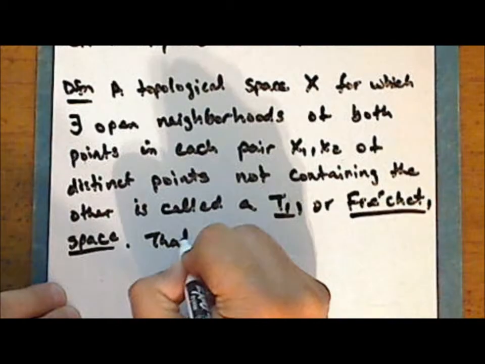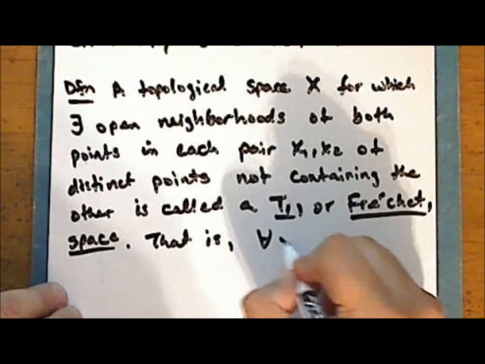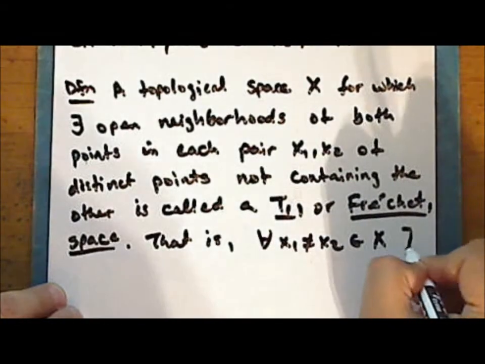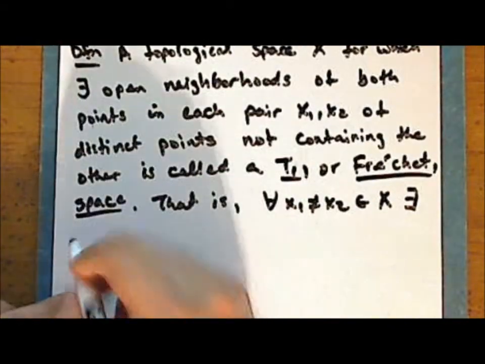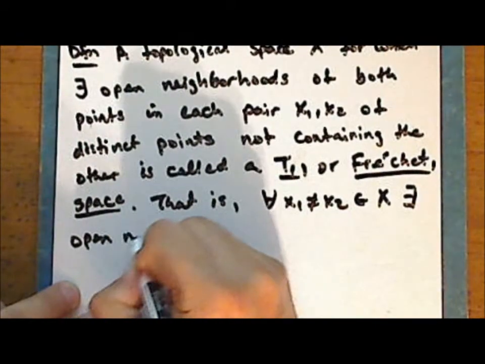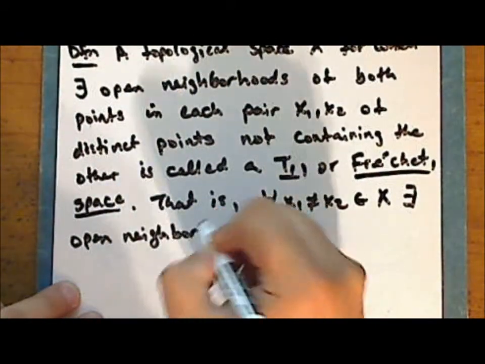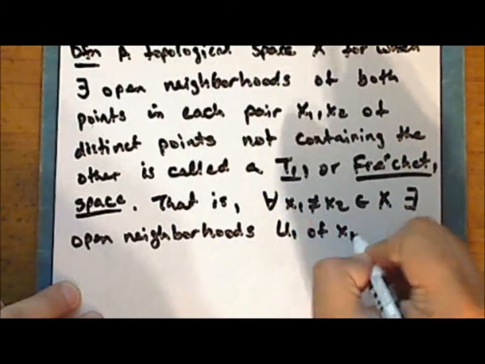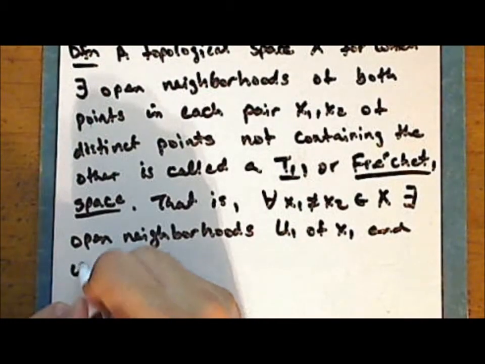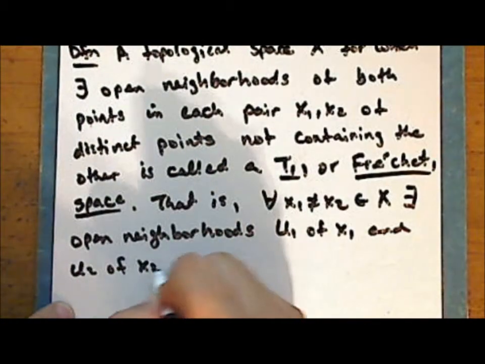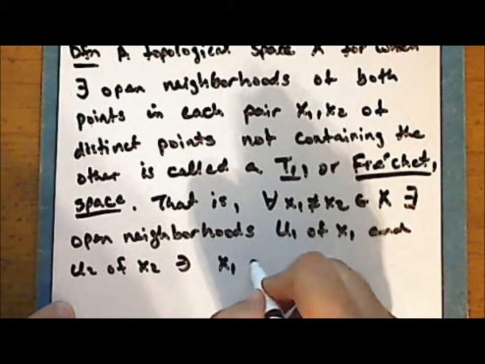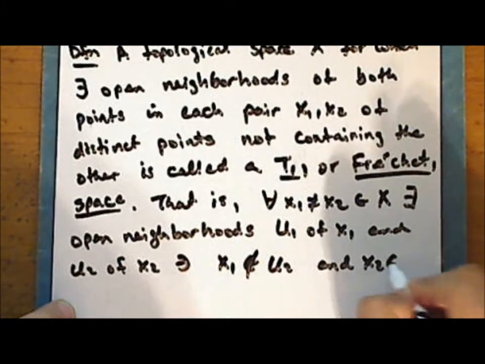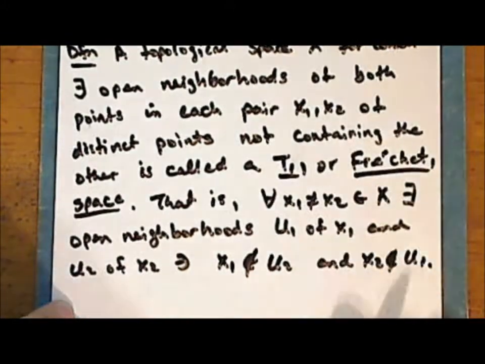That is, for every pair of distinct points x of 1 not equal to x of 2 in the space, there exist open neighborhoods u sub 1 of the point x of 1 and u sub 2 of the point x of 2 such that x of 1 is not in the neighborhood u sub 2 and x of 2 is not in the neighborhood u sub 1.